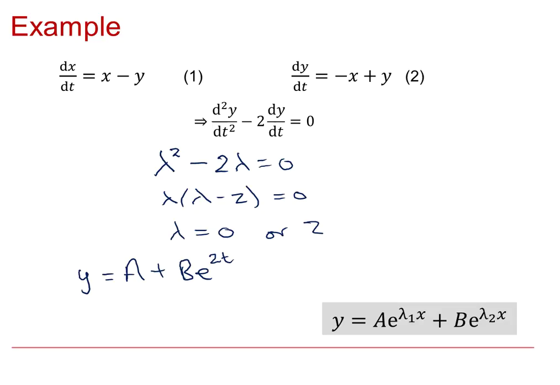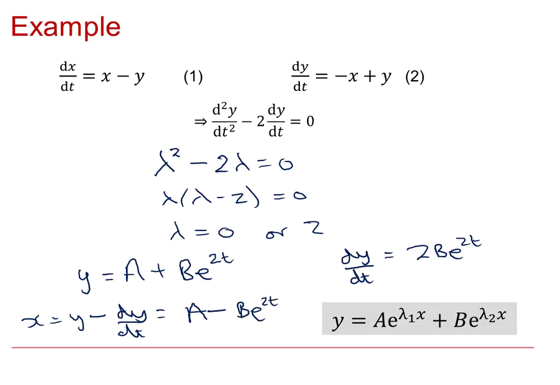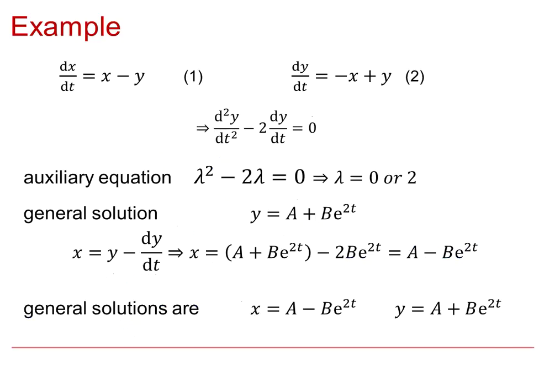If we then go on to see that dy/dt would be 2b e^(2t), remembering that x = y - dy/dt from that system of equations will give us a + b e^(2t) - 2b e^(2t), a - b e^(2t) altogether. So the general solutions for those two simultaneous differential equations at the top of the page are x = a - b e^(2t) and y = a + b e^(2t).